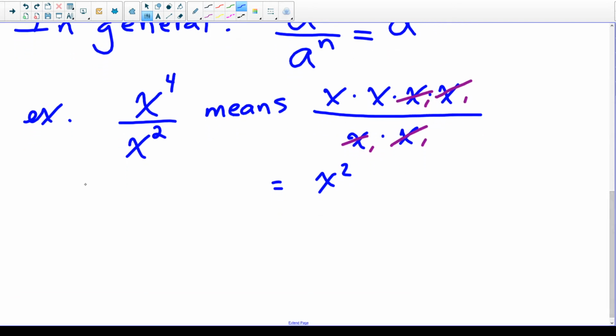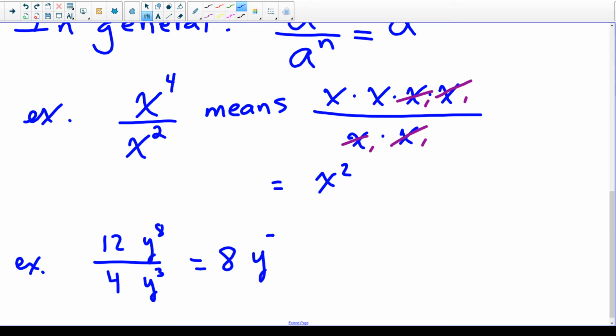So I'll show you an example of what I meant by some of the misconceptions that students will have. If I give a question like 12y to the 8 divided by 4y to the 3, I have seen students mistakenly tell me that the answer to this would be 8y to the power of 5. They'll usually get the power right because they'll follow the rule. You subtract the exponents, 8 minus 3 is 5. But this is the problem, and I've seen it many times throughout my years of teaching.